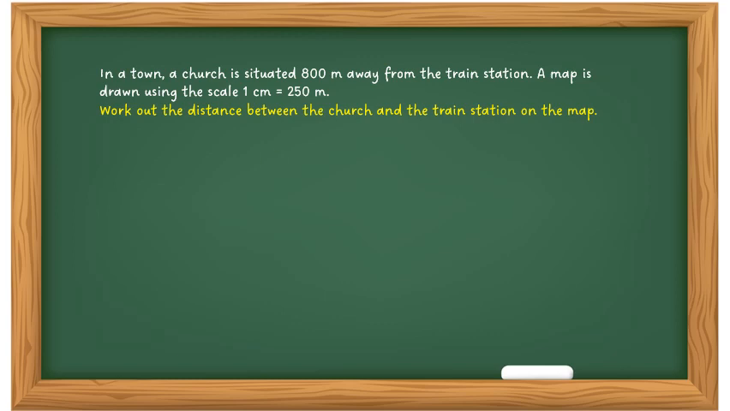So how did you do? So just take 800, divide it by the key value, 250, and that tells you that on the map the train station is 3.2 centimetres apart.